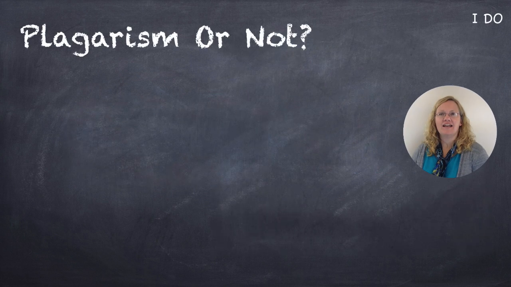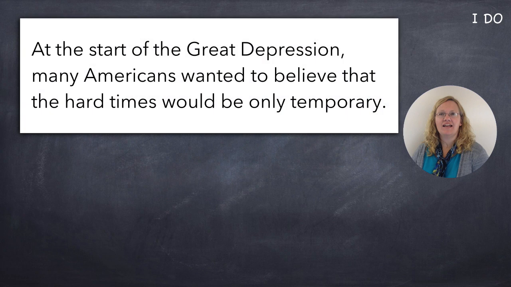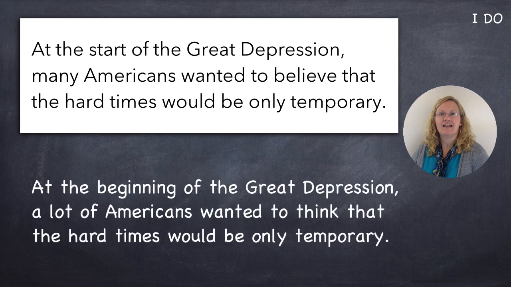Another thing that you can do with students to show them exactly how to paraphrase, if we have a passage that says, at the start of the Great Depression, many Americans wanted to believe that the hard times would be only temporary. Let's look at a paraphrase of that. At the beginning of the Great Depression, a lot of Americans wanted to think that the hard times would be only temporary. Explain to your students that just changing a few words does not make it their own words.